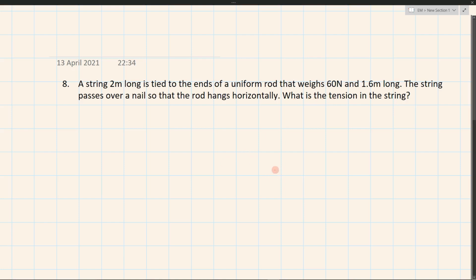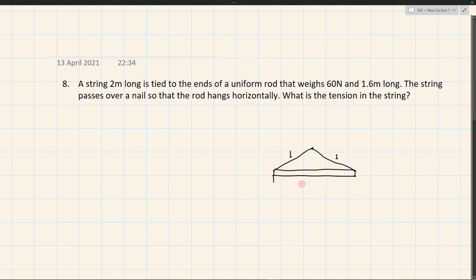So they have given that we have a rod here, and the ends of the rod have been tied by a string, and the string is hung by a nail. So approximately, it is something like this. So the total length of the string is 2 meter. Since the rod is hanging horizontally, this would give us an isosceles triangle, and since the total length of the string is 2 meter, I'll have to take 1 meter and 1 meter here.